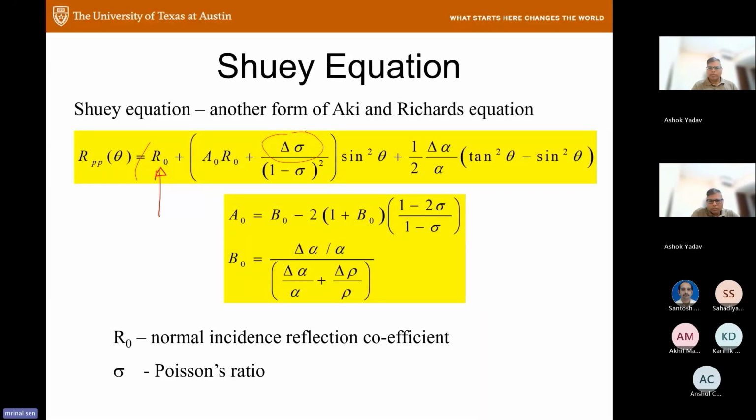And once we have that equation, now we can put in different scenarios, different sand shale layers with different amount of fluid in it, and then see how the Poisson's ratio is changing and how that is affecting your reflection coefficients. Okay?